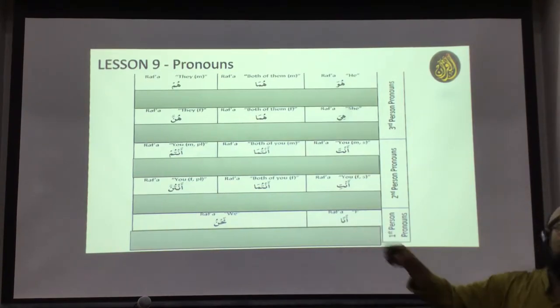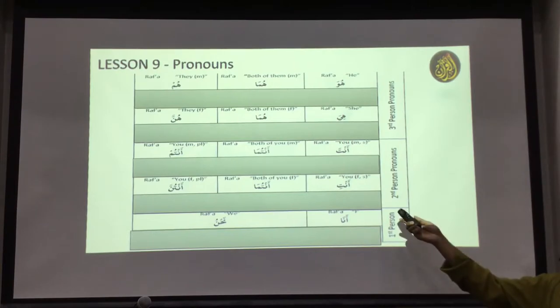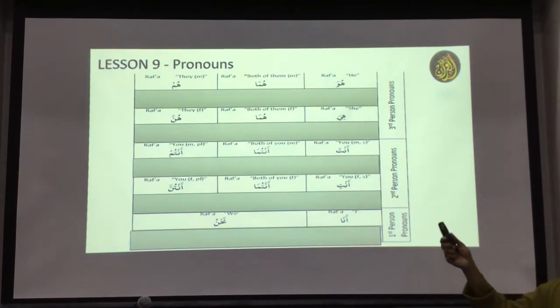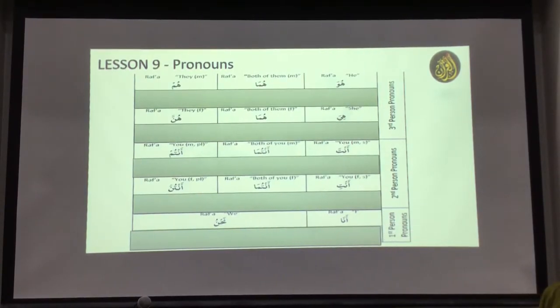And that one is antunna. Just like that was the hunna, this is antunna. Very simple. Anta, you; antuma is both of you; and antum is all of you, male or female together. And here anti is feminine, antuma is both of you feminine, just like the both of you masculine, and antunna is all of you ladies, all of you sisters, all of you daughters, all of you mothers. So these are called the pronouns antunna.